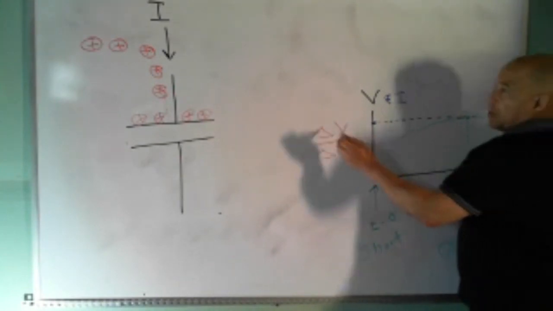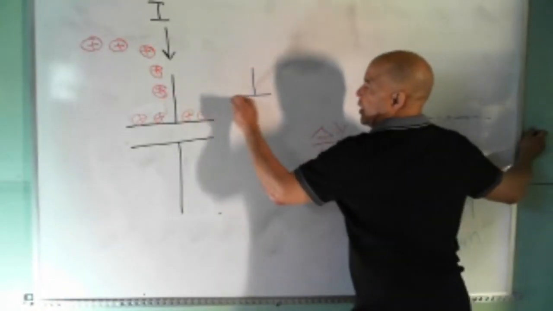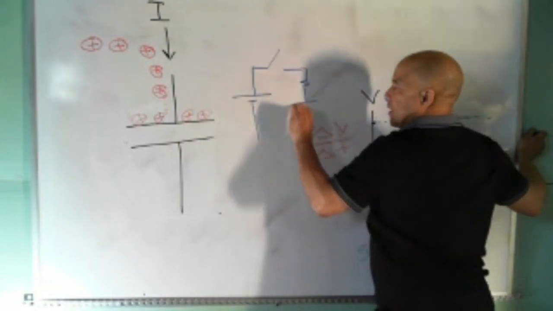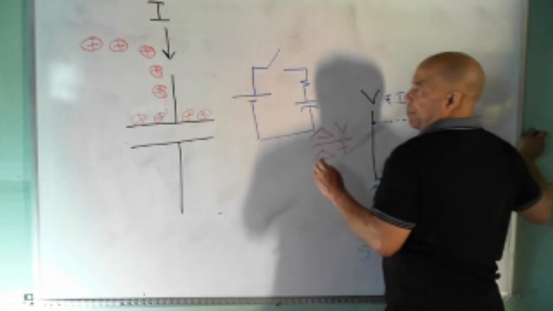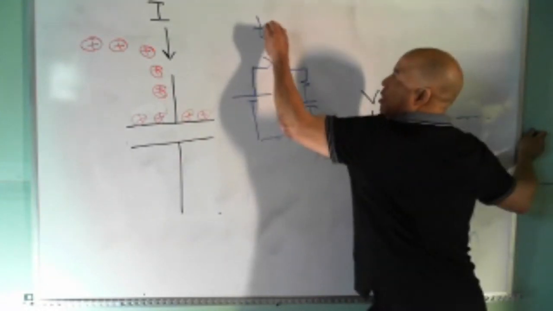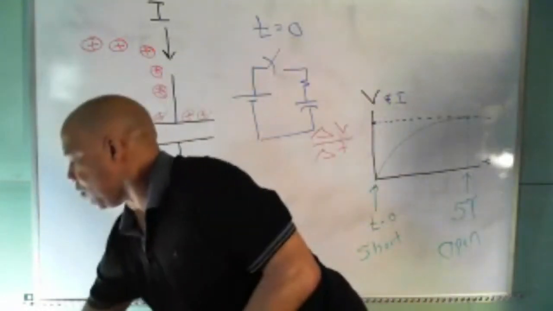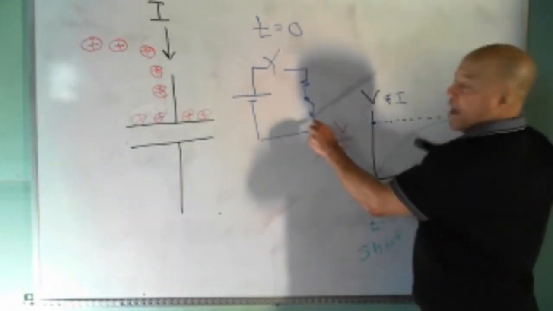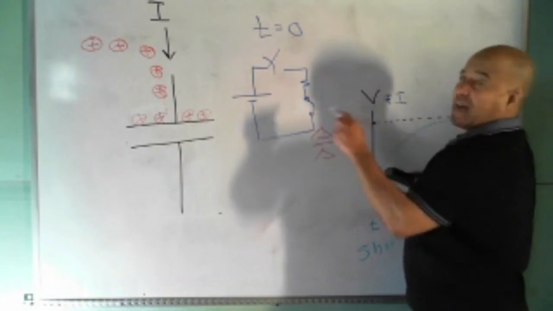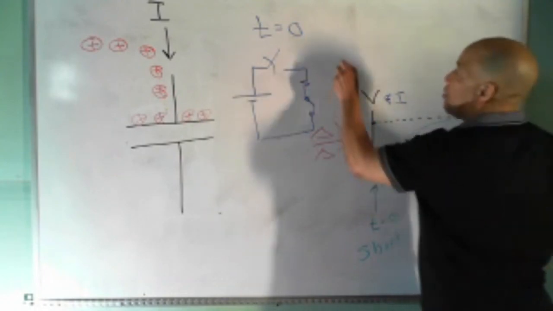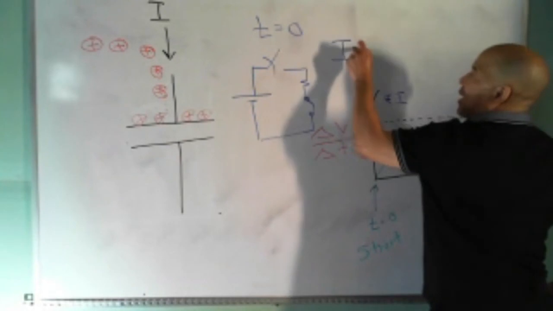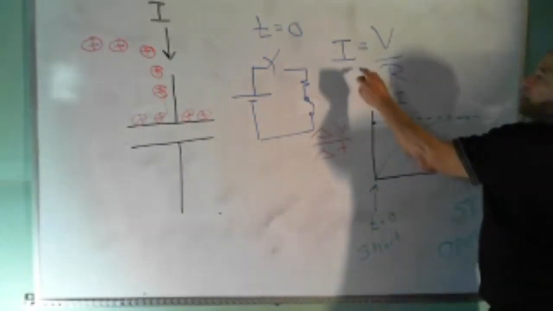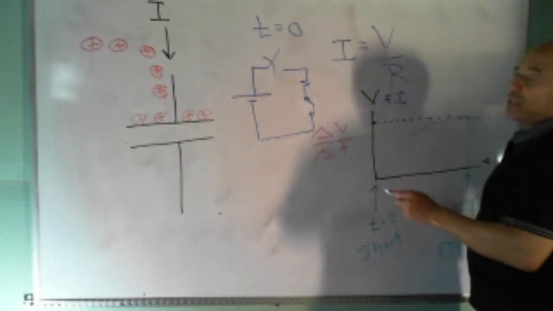If you think about it, in my circuit I had a switch, a resistor, and a capacitor. If I close the switch at T equals 0, that capacitor is equivalent to a short circuit. So here's the circuit I have. At T equals 0, that capacitor is equal to a short circuit. If I calculate my current at T equals 0, it's going to be I equals V over R. That gives you the max current. You get the max current at T equals 0.